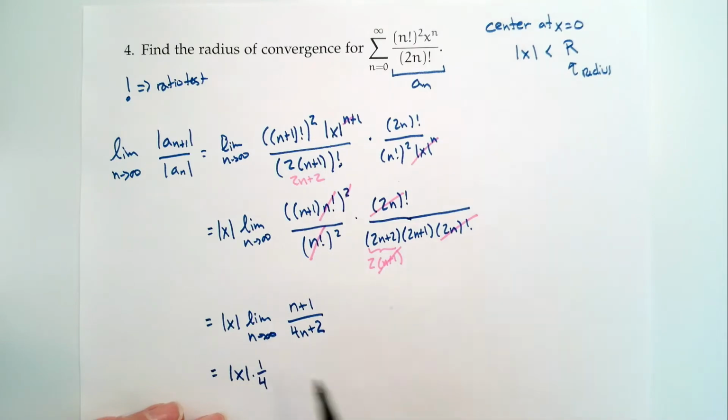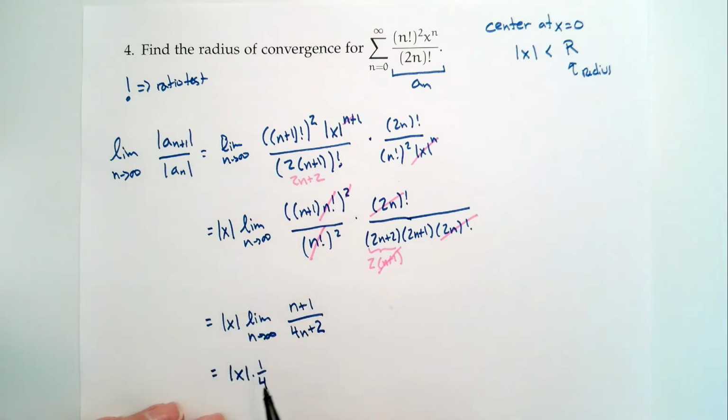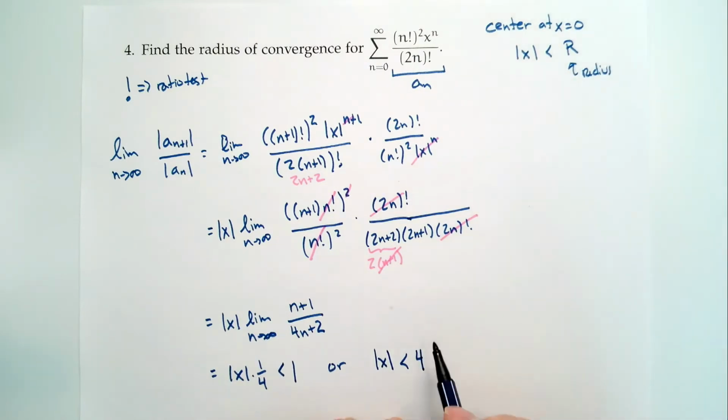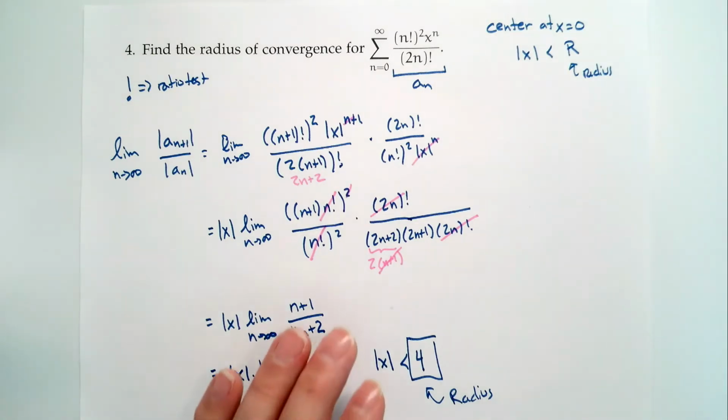Now remember, because we're doing the ratio test, this limit converges as long as the result is less than 1. Or I can say the absolute value of x is less than 4. Now I'm in the right format. And therefore, there's my radius. So the radius of convergence is 4. Now what happens at the end? That's tough. But the good news is we don't have to find the interval. So it's okay if we don't know what happens at the end.